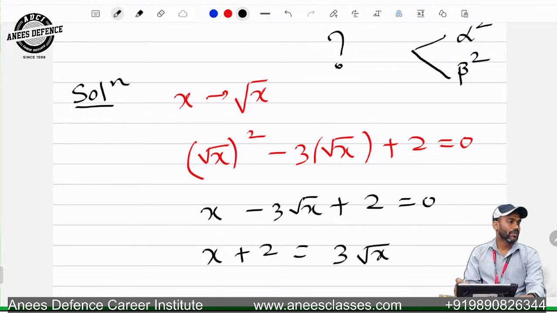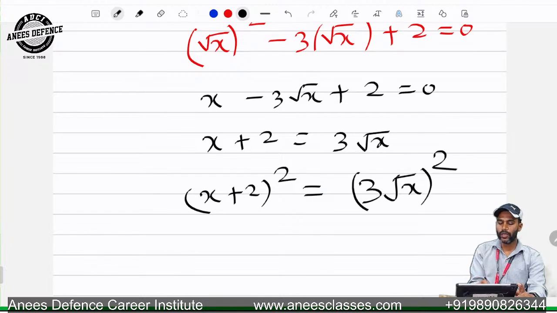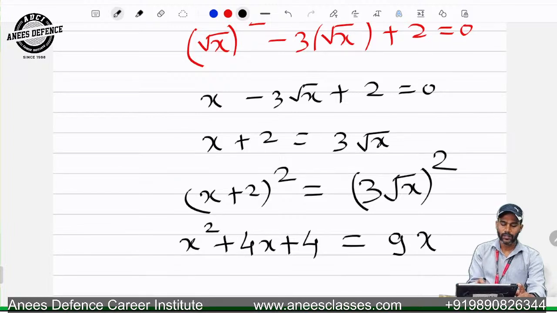Now we have to square on both the sides. So squaring on both sides, you will get x plus 2 whole square is equal to 3 root x whole square. What is x plus 2 whole square? x square plus 4x plus 4 is equal to 3 square is 9 and root x square is x. So you'll get x square, what is 4x minus 9x? Minus 5x plus 4 is equal to 0.